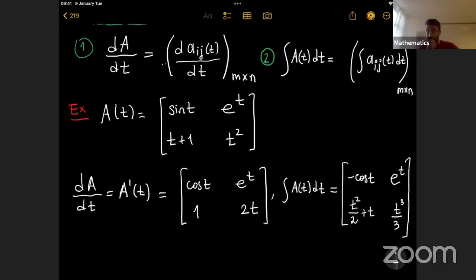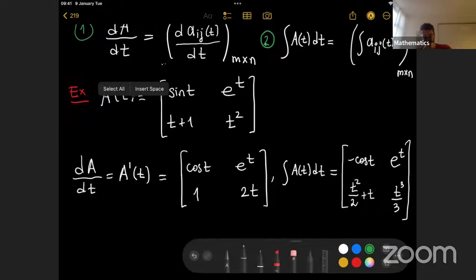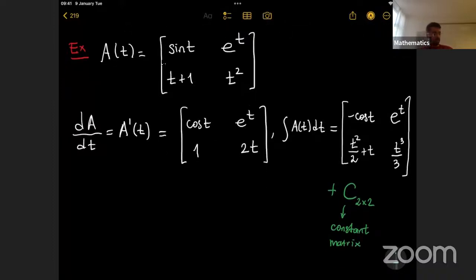Any question? Hocam, in integral, don't we have constants? Yeah, that's a good point. Maybe I should say here, this is an indefinite integral. We put a constant everywhere here. When you put a constant everywhere, it's basically a constant matrix. So maybe let's write here, this is a constant 2x2 matrix, okay? Good, yeah. Any other question?